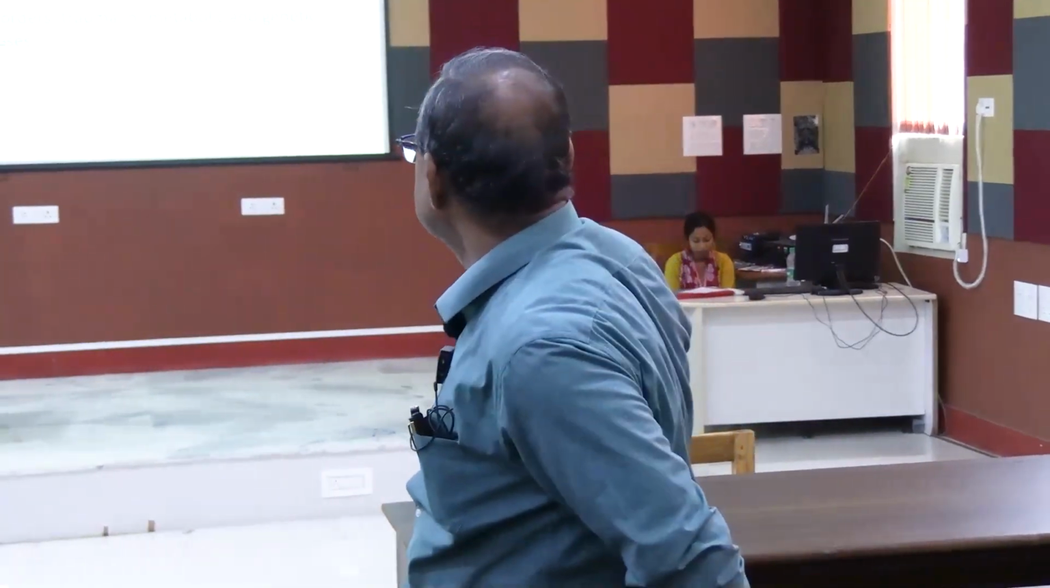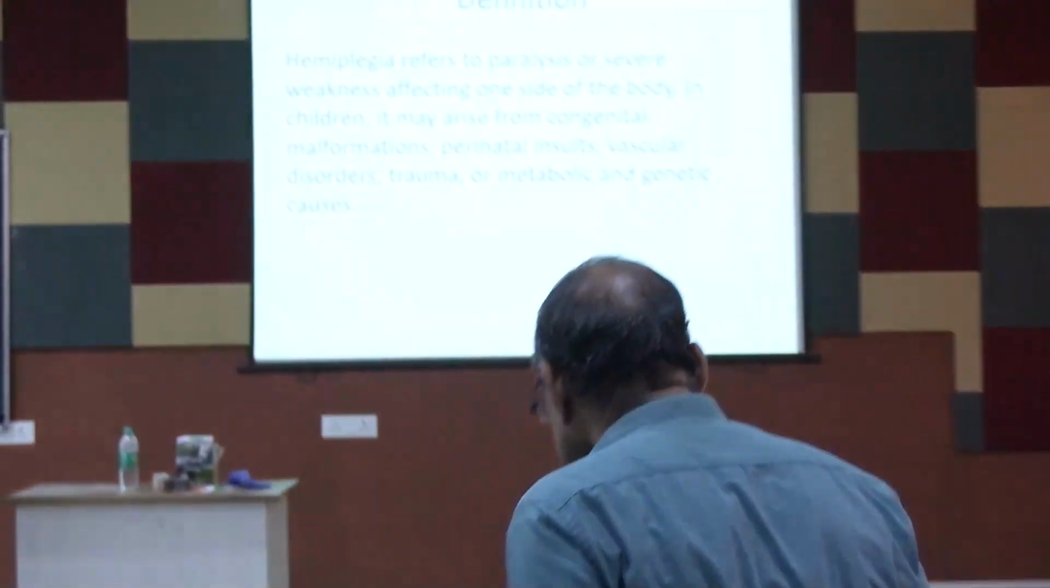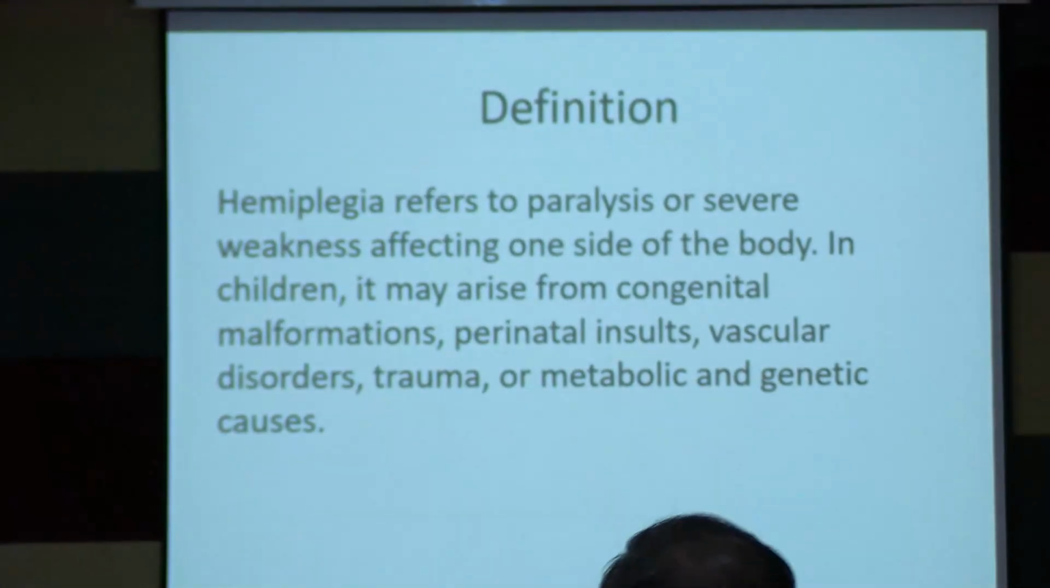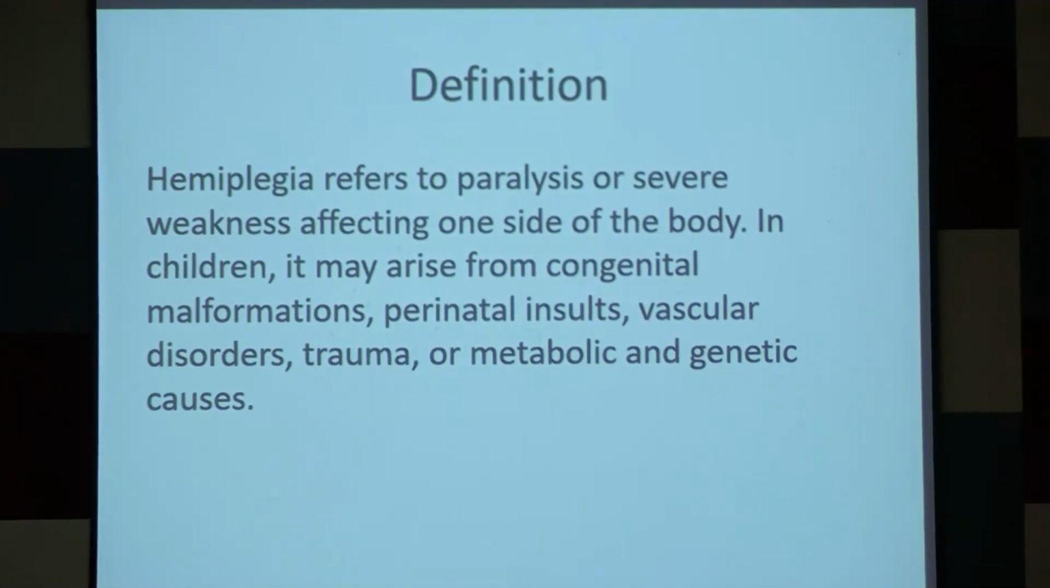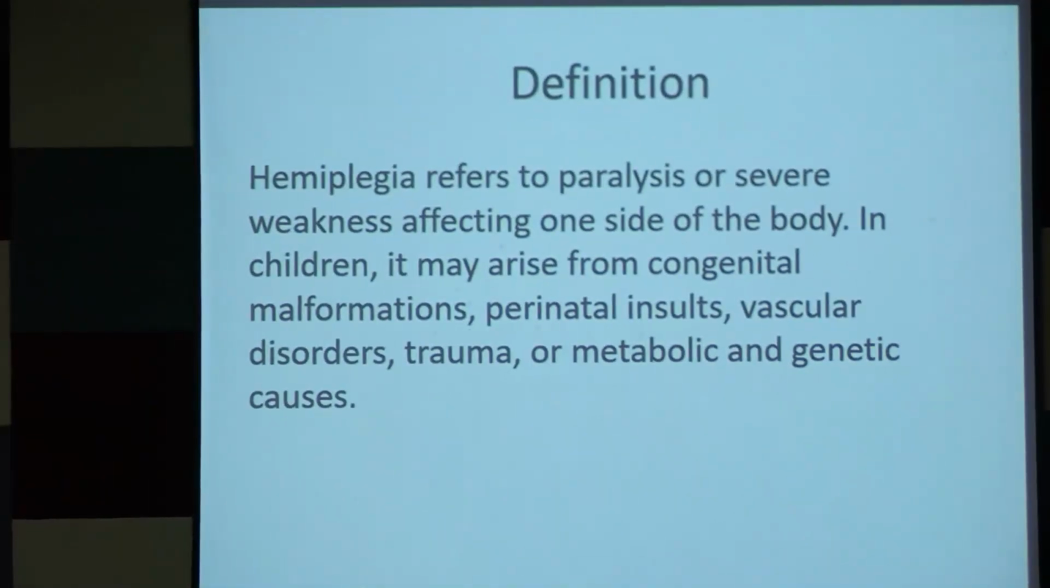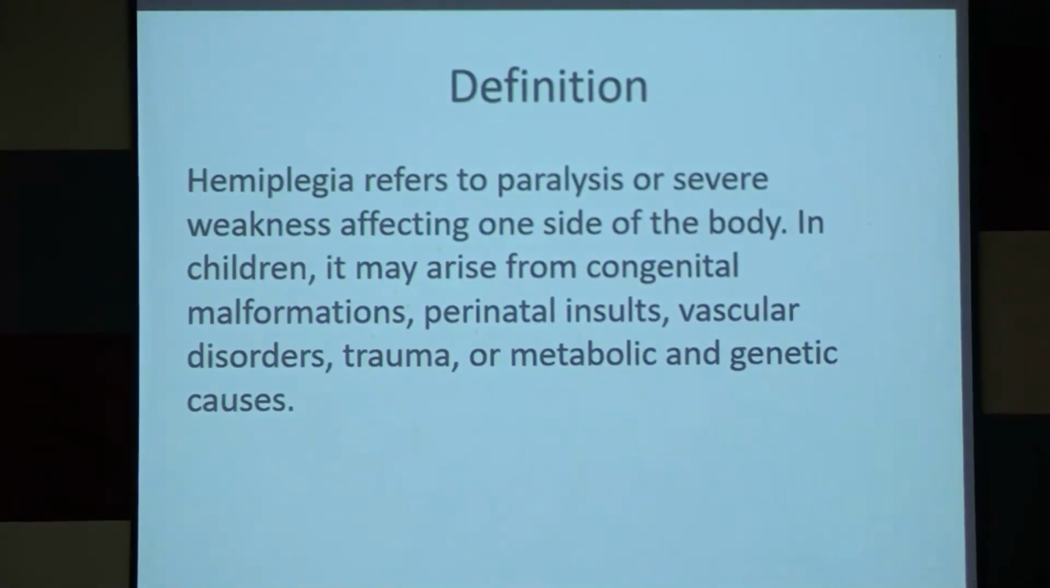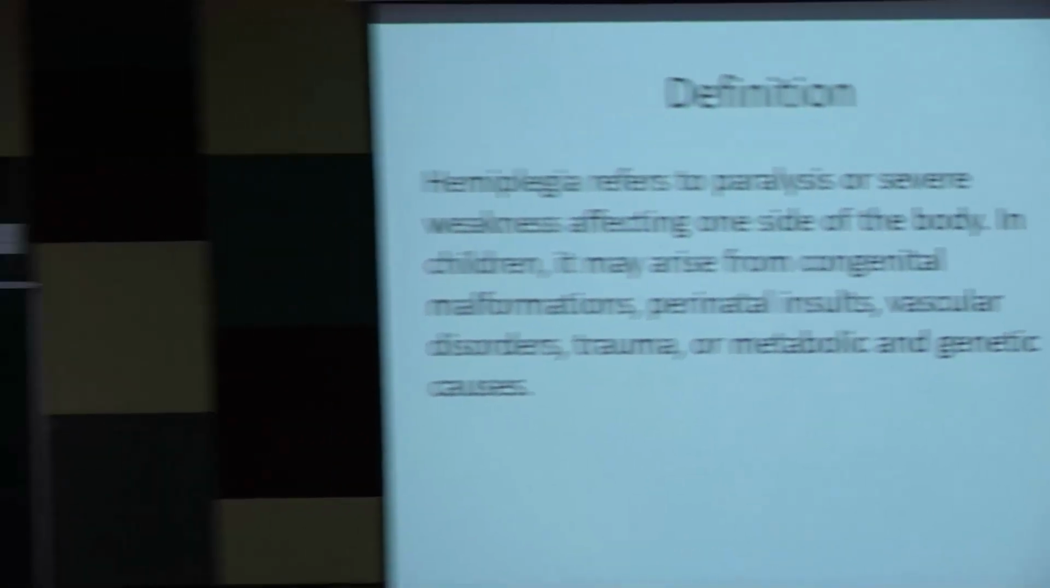Let us go to the slides and see the pictures of different hemiplegia. So you see, we have discussed all these things. It may arise from congenital malformations. Yes, there are some congenital malformations. Suppose there are lots of congenital malformations, hemiplegia may be a presentation.